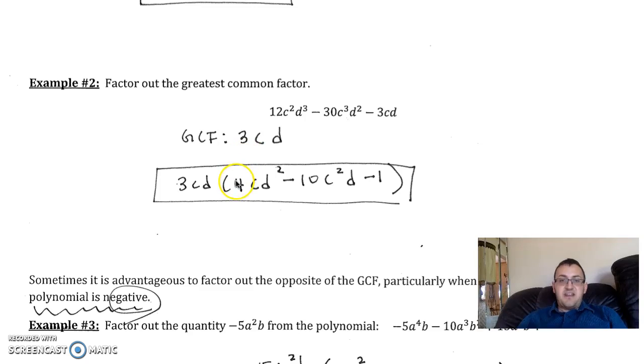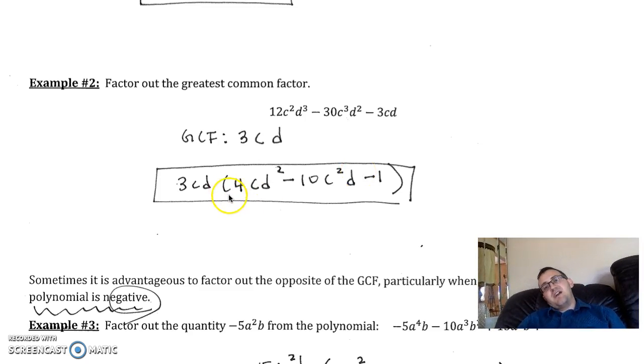12 divided by 3 is 4. C squared divided by C is C. D cubed divided by D is D squared. Then I say negative 30 divided by 3, which is minus 10. C cubed divided by C is C squared. And D squared divided by D is D. And then I can see over here that this is a 3CD, which happens to match my GCF. So I'm going to put a minus 1 in there.